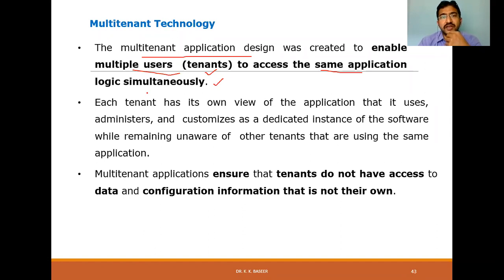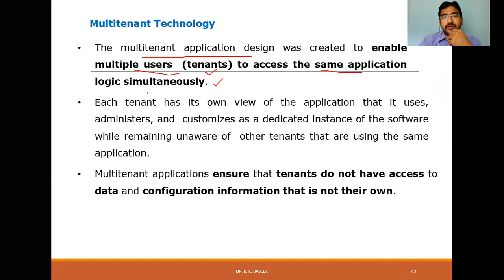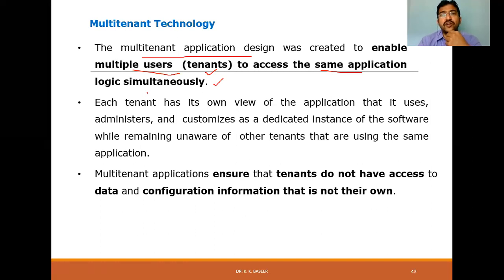When a single application can be accessible by multiple users, if you are enabling that service, then logically it has to be accessed simultaneously. It's not one after the other. At a time, the same application can be accessed simultaneously, then it's called multi-tenant. Each tenant has its own view of the application. Your WhatsApp, your status, your profile is your own view of the application that you use. You can use it in your own style.